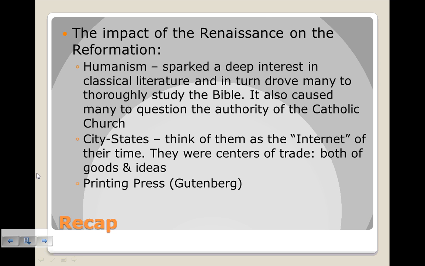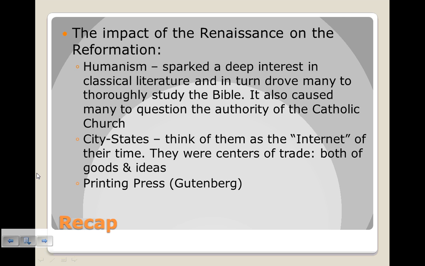Okay, first of all, let's recap. Take a look at the impact that the Renaissance had on the Reformation. Now, you remember there were a couple of key factors that caused the Renaissance in itself. One of those was humanism. Now, remember, humanism sparked a deep interest in classical literature.